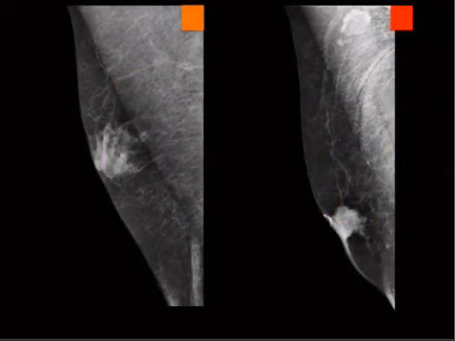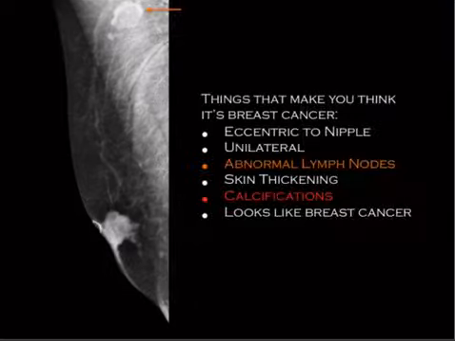So let's compare and contrast the orange case here, which is a gynecomastia case that I showed earlier, versus the red case, which is, again, obviously a breast cancer, right? You can see the abnormal skin thickening. You can see an abnormal lymph node. So what are the things that make you think about male breast cancer relative to gynecomastia?